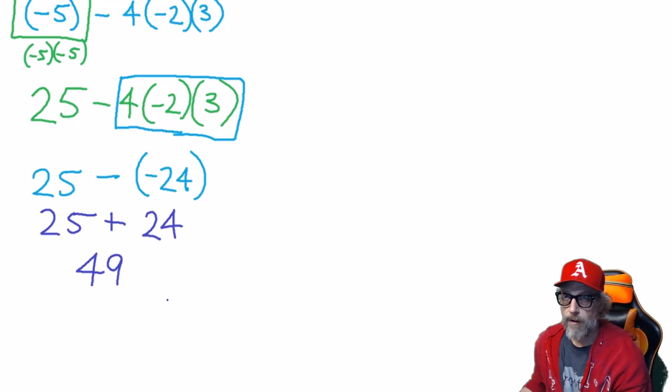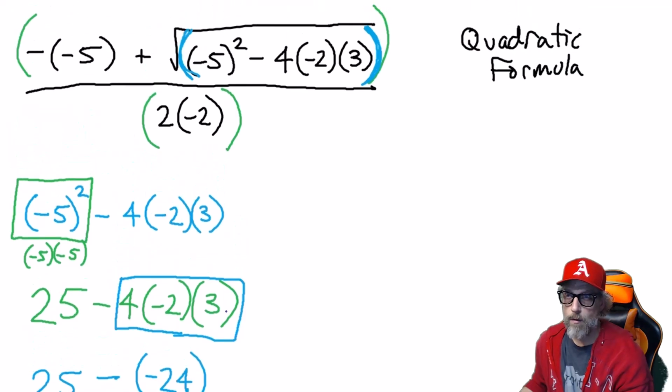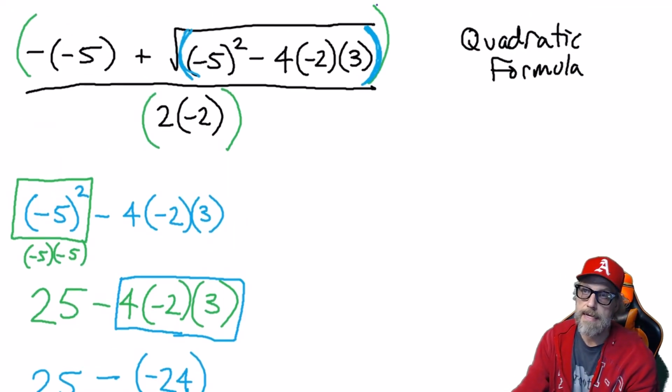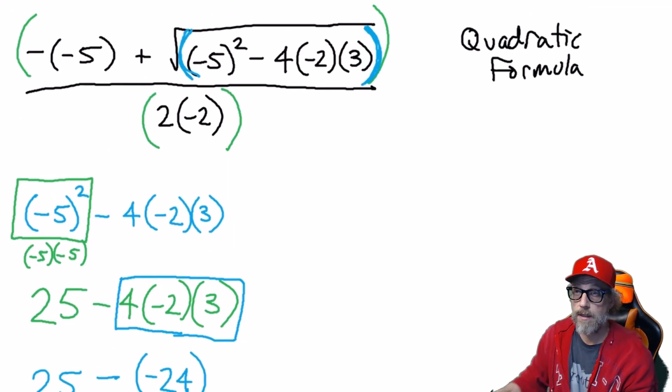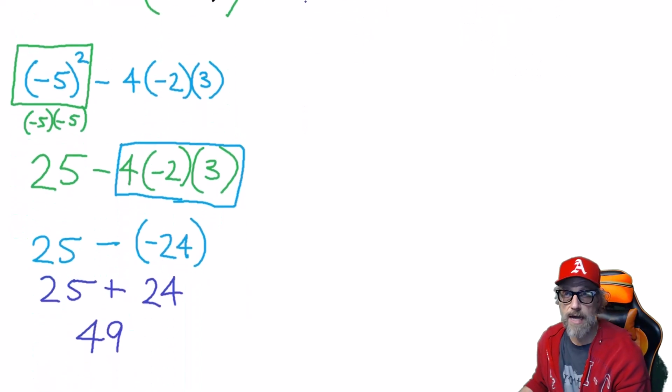Now, where did that come from? Let's be cautious and careful. That was the expression inside of the square root. That's how we got that result of 49.